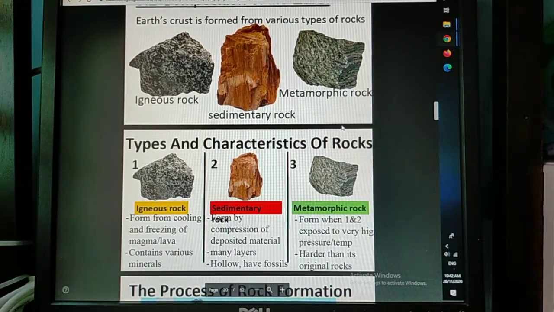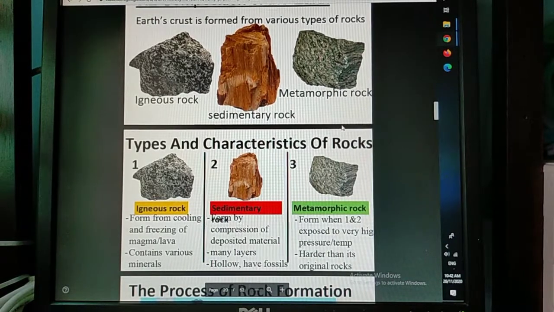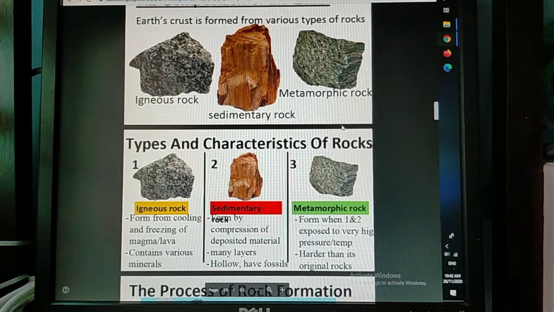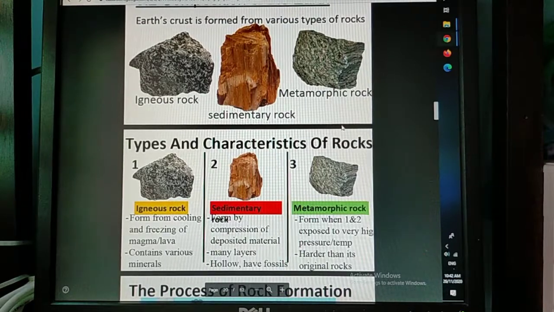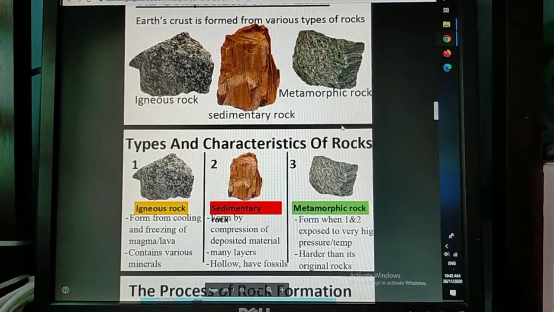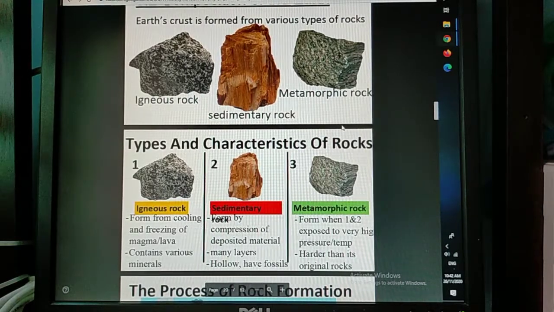Number 2, sedimentary rocks. Sedimentary rock is formed by the compression of deposited material, and it needs a long period of time to form this rock. It has many layers and sometimes may have fossils inserted in between the rocks.